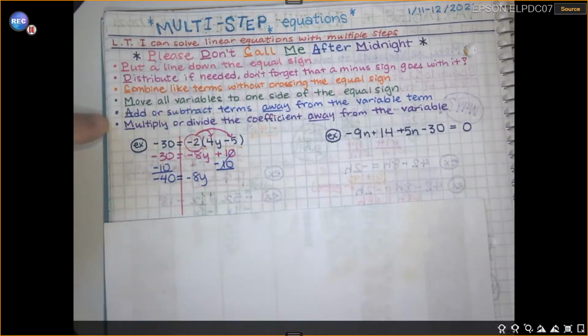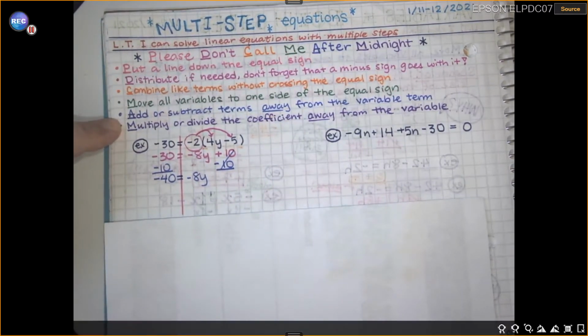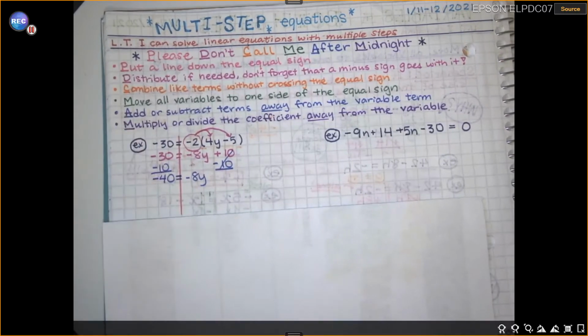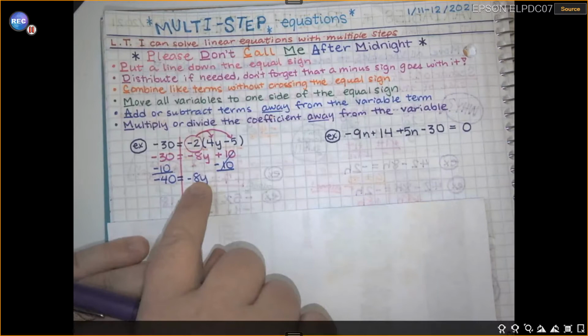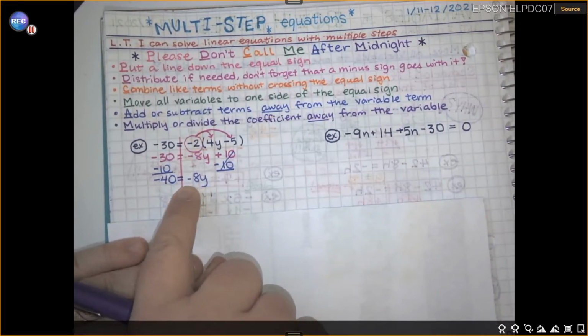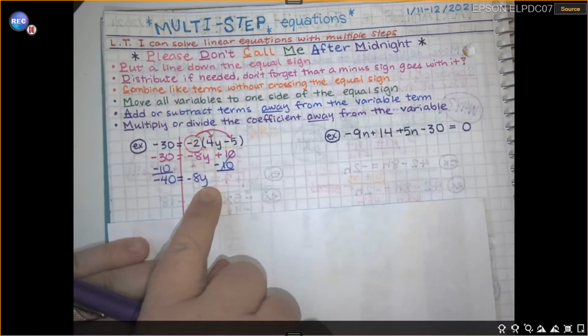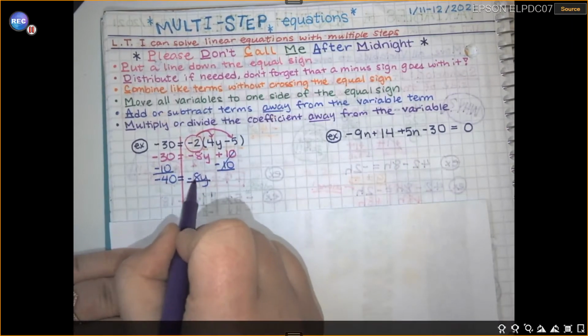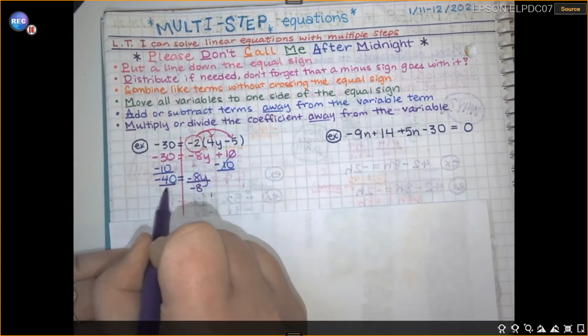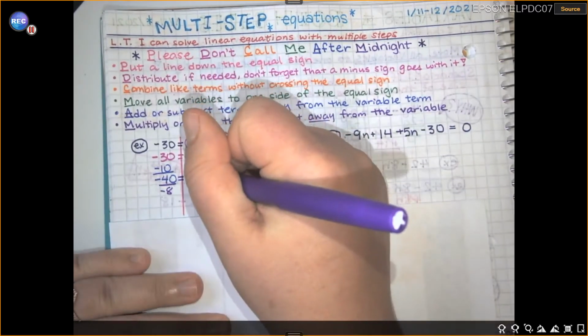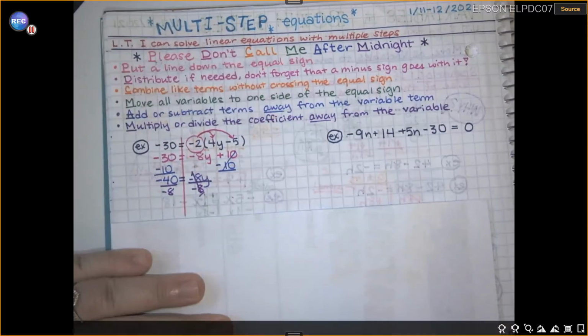Okay, so now I'm actually already down to the last step, which is to multiply or divide away the coefficient from the variable. So that means the thing with our variable, in this case it's negative 8 with my y, I'm going to divide because they're being multiplied. The opposite of multiplying is dividing. So I'm going to divide both sides by negative 8. These negative 8s undo each other.